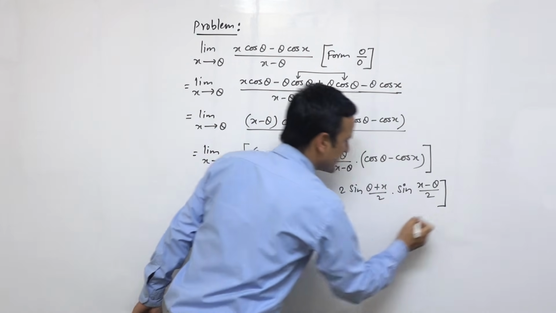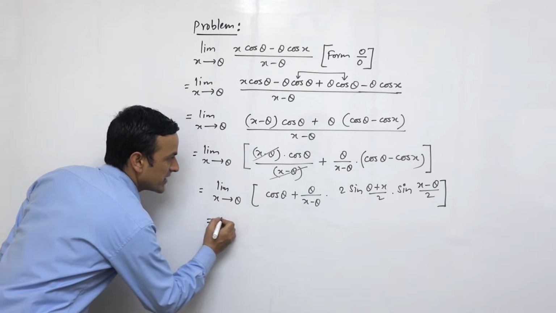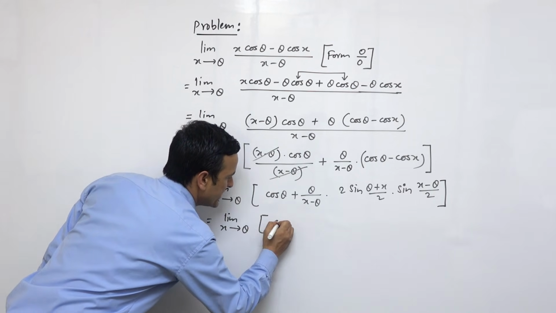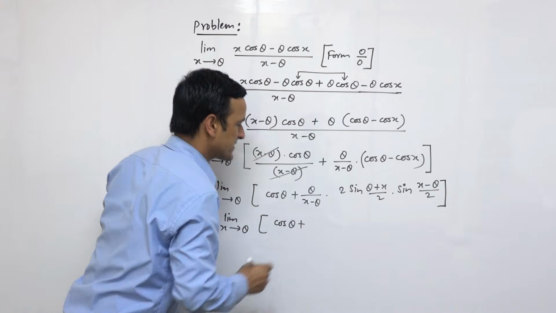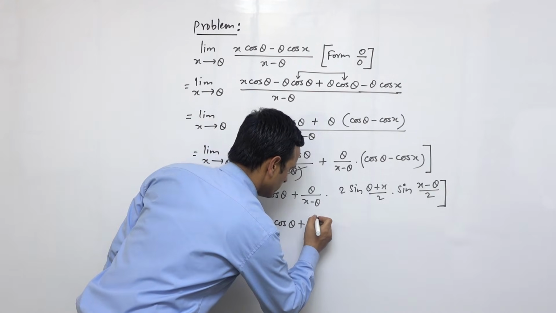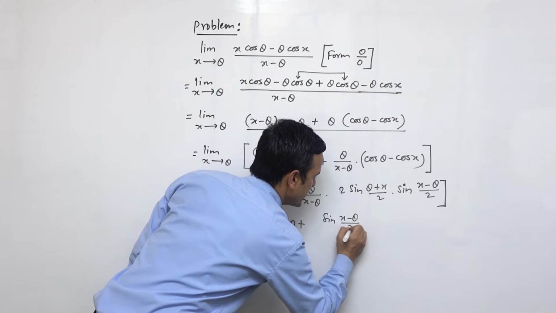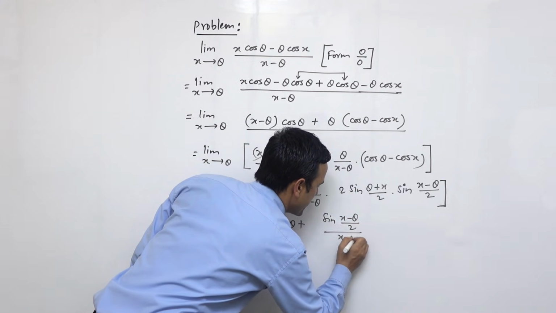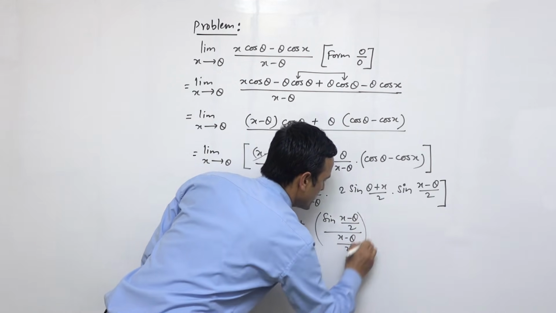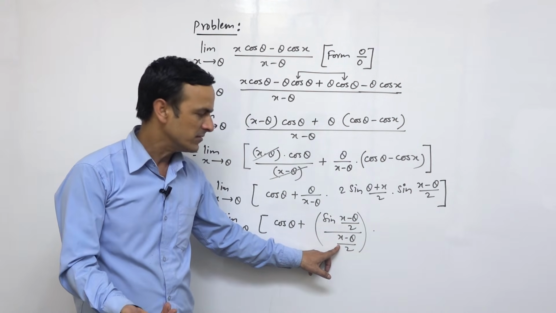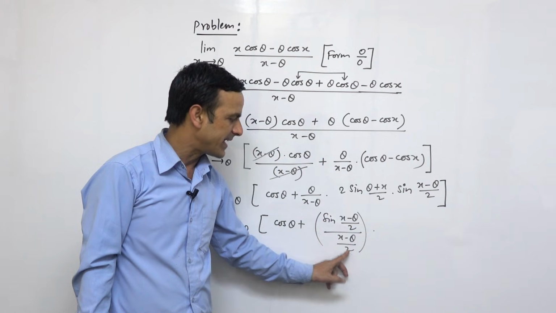So in this question we can arrange the term like this now. So here is cos theta plus theta upon sin (x minus theta) divided by 2, divided by (x minus theta) divided by 2. So when we take the limit in this function, then it will be 1 because it is sin theta by theta.